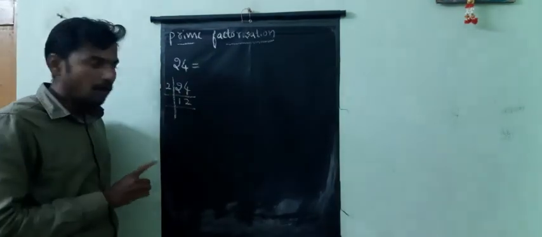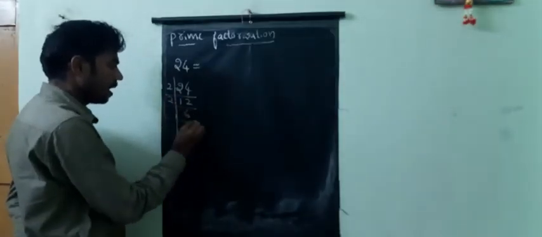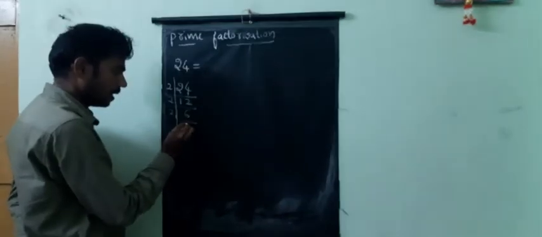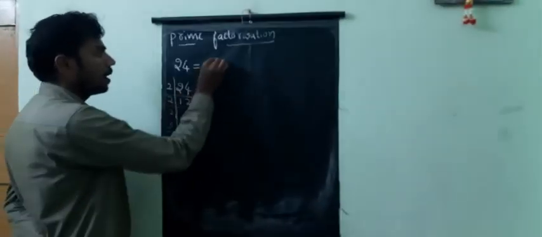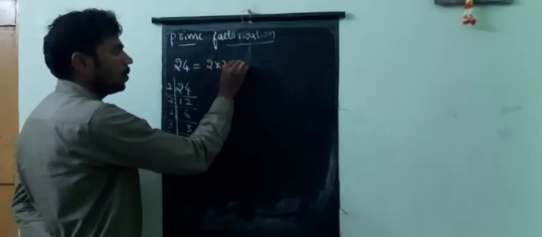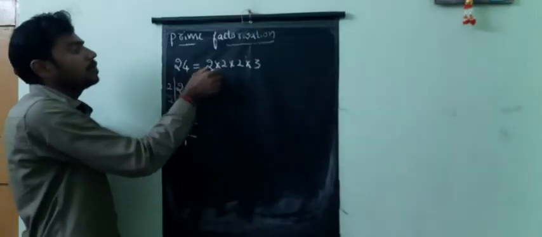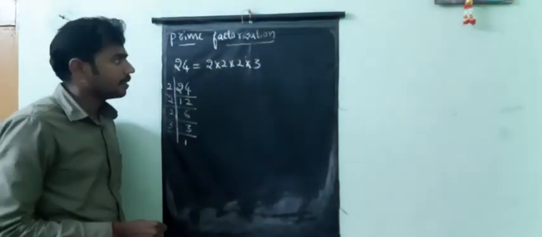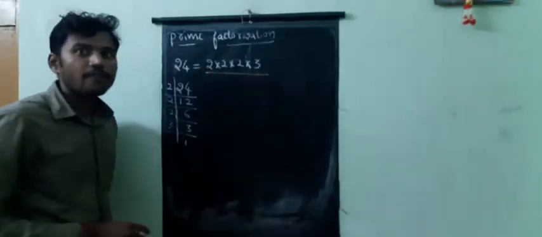The number is ending with 4, hence I can start with 2. Again, the number is ending with 2, I can start with 2. 2 sixes are 12. Again I can, 2 threes are 6. Next 3 ones are 3. So 24 can be written as 2 into 2 into 2 into 3. See, 24 is expressed in terms of prime factors, that is 2, 2, 2, 3. This is called prime factorization.